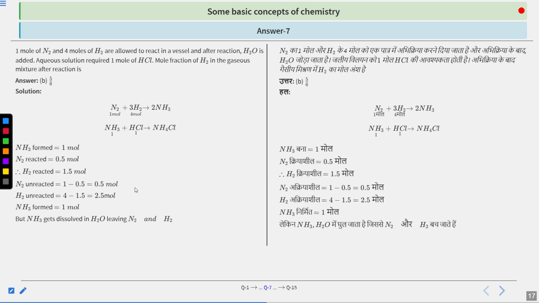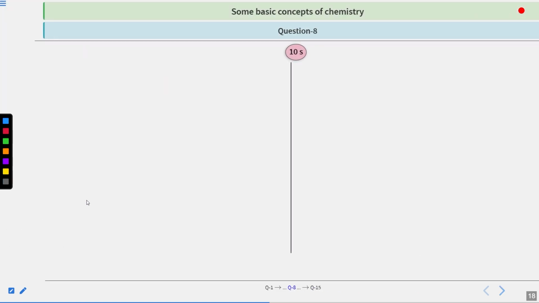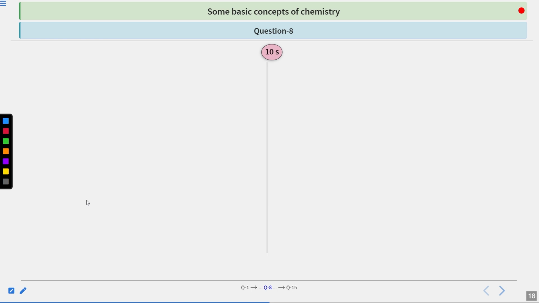Now, since NH3 formed is dissolved in H2O, our gaseous phase contains only N2 and H2 and not NH3. Hence, the mole fraction can be calculated as 2.5 by 3.0, because in the gaseous phase only N2 and H2 are present. The total number of moles will be 2.5 plus 0.5, that is 3, and the numerator will be the amount of H2, which is 2.5. That will give you 5 by 6 as the mole fraction of hydrogen. Clear? Moving on to question number 8.